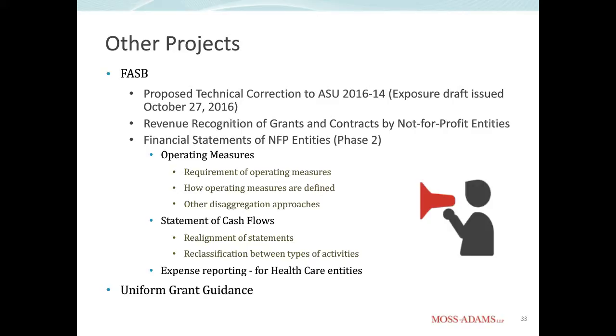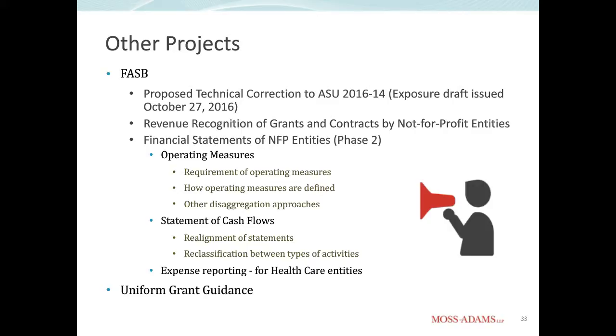So you can see phase 2 covers operating measures, a couple more topics within the statement of cash flow, and then expense reporting specifically for healthcare entities. Currently, there's not really a timeline estimated for any updates to the standard for phase 2, so just wanted you to be aware of that. And Moss Adams is closely monitoring these different projects, especially the RevRec, since that is effective for some entities as early as 2018. So we'll continue to issue articles and webcasts and any other tools as information becomes available as the FASB and the AICPA put out any further guidance in these areas.